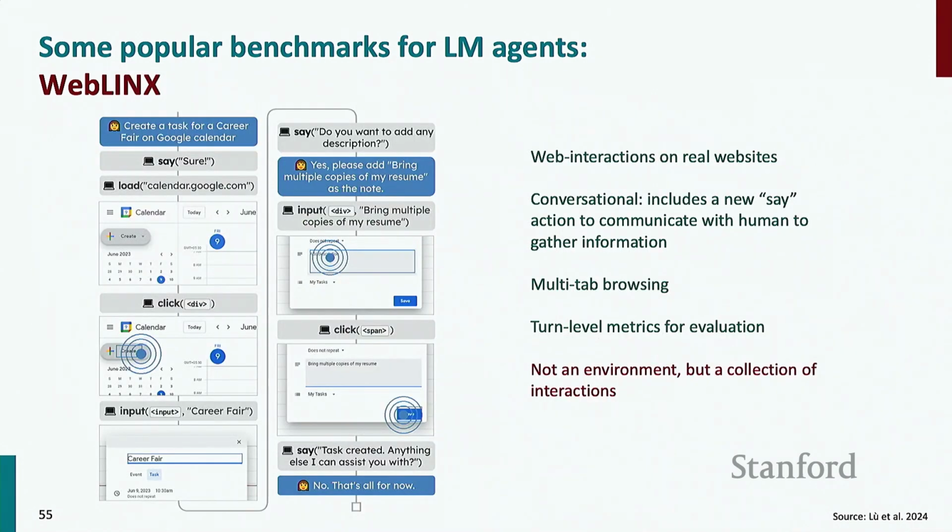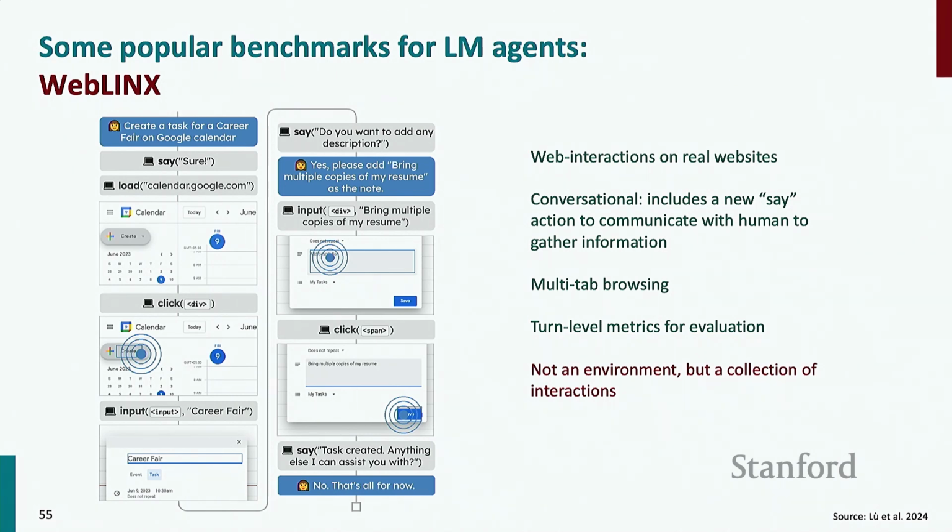So another popular kind of environment, or dataset, is WebLINX. WebLINX also has multi-tab browsing, and it has web interactions on real websites. So this is not sandboxed approximations of real websites, and not just sandboxed browser interactions. These are actual real websites.